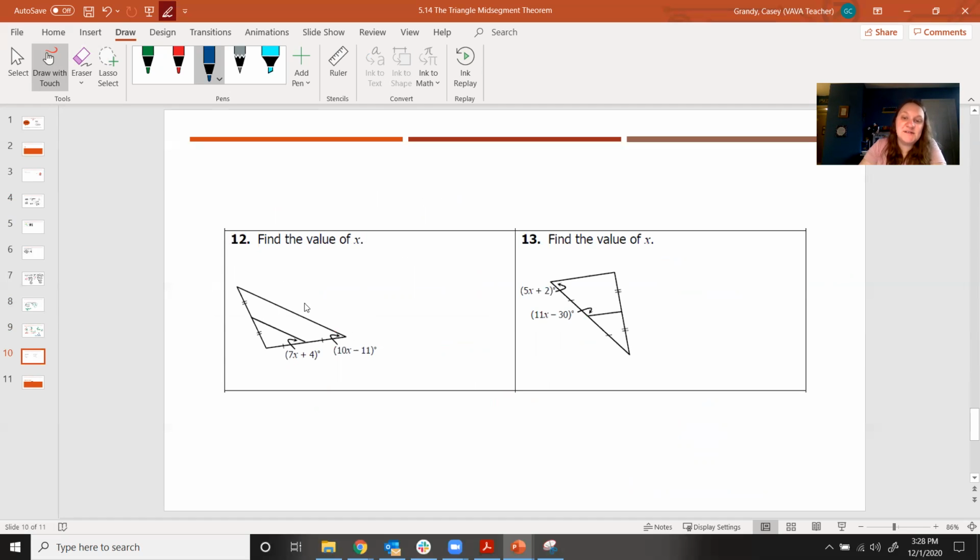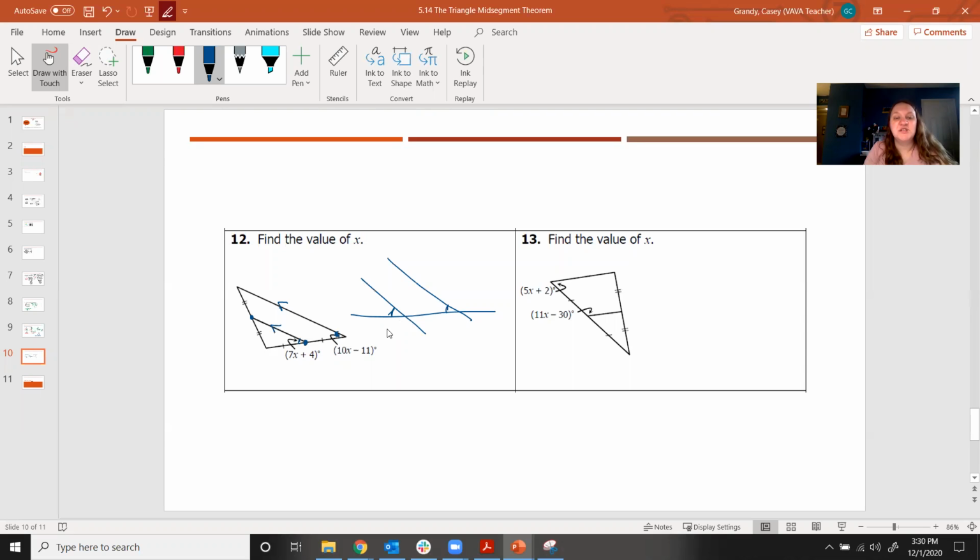In example 12 and 13, we are going to practice using mid-segments, but also the angle relationships that we learned with parallel lines. So let's look at example 12. I have mid-segments, and I know it's a mid-segment because it's connecting the midpoints of these two sides. As soon as I know it's a mid-segment, that tells me that these two lines are parallel. So if I'm looking at this angle and this angle, I've got my parallel lines, my transversal, and in my picture, we're looking at this angle here and this angle here.